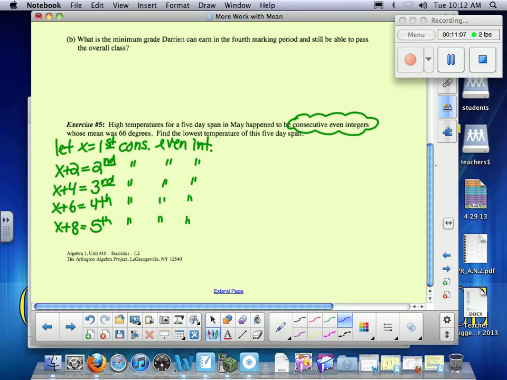So now we're gonna find the average of those beautiful things. Ready? So x plus x plus 2 plus x plus 4 plus x plus 6 plus x plus 8, all over 5, has to equal 66. Oh boy. I know, it's a lot. It looks like a lot, but the math is not bad, I promise. All you gotta do is combine like terms.